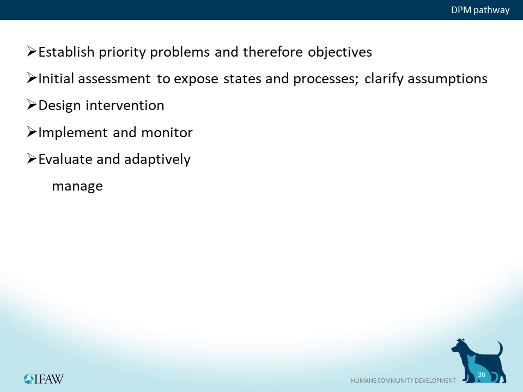So what I have described here is this DPM pathway, starting with establishing the priority problems and therefore the objectives or the aims of the DPM intervention. Then using a process of initial assessment to expose or explore the states and processes within the dog population dynamics within that specific location. That allows you to clarify assumptions and any remaining questions. Then design the intervention based on the insights provided by that initial assessment. Then implement the intervention and monitor it as you go, giving yourself the time and headspace to evaluate the data produced through monitoring and then adaptively manage that intervention, constantly improving it to make it more effective.